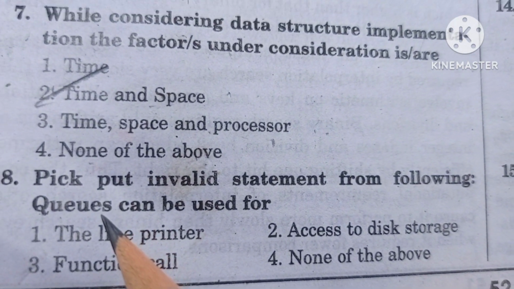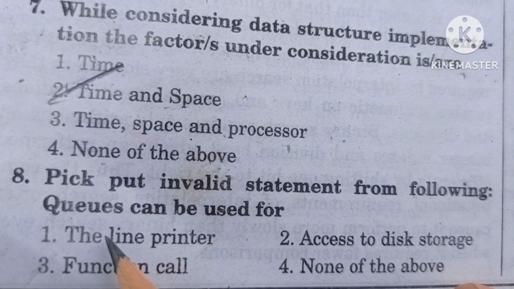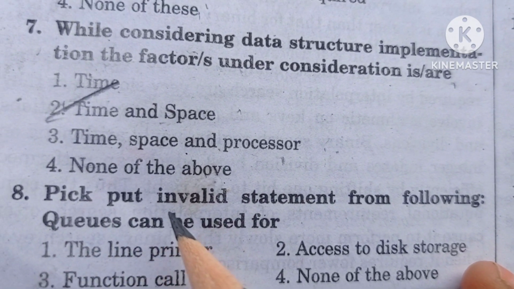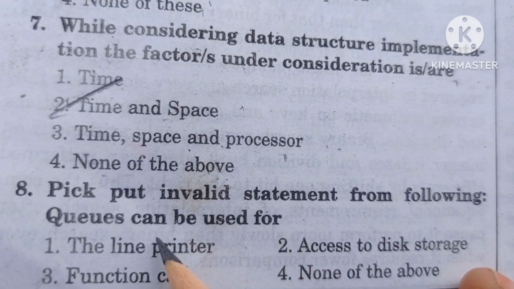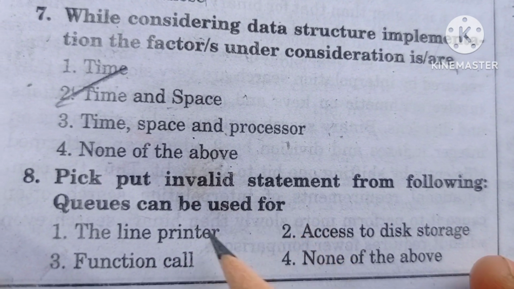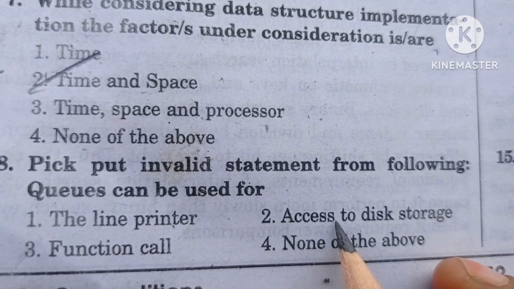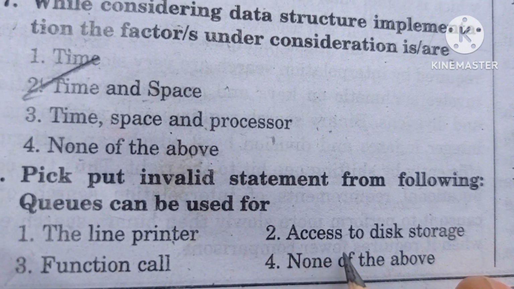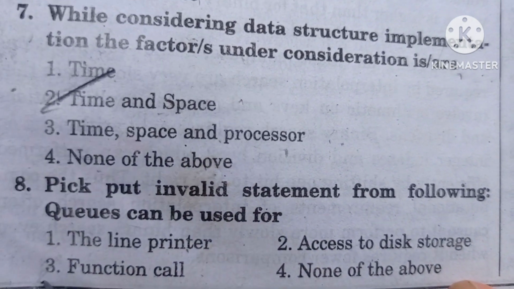Next, pick out the invalid statement: queues can be used for? Options: the line printer, access to disk storage, function call, none of the above. Answer is function call.